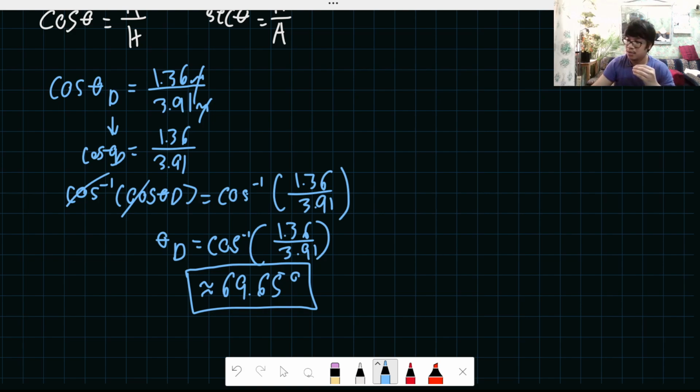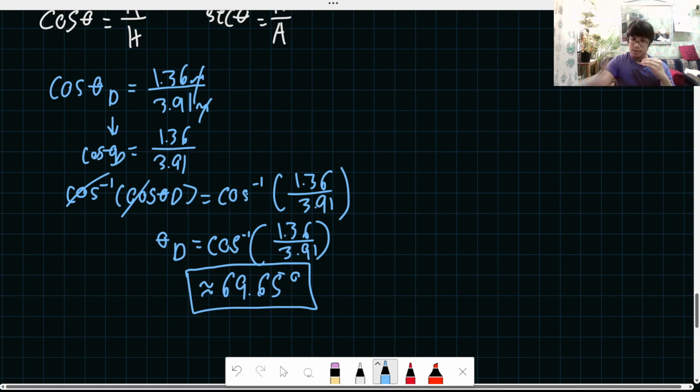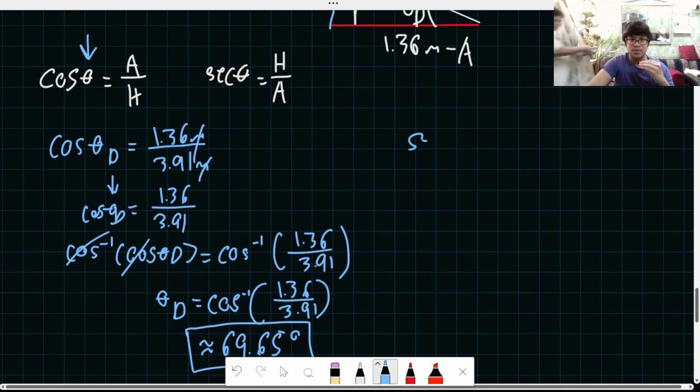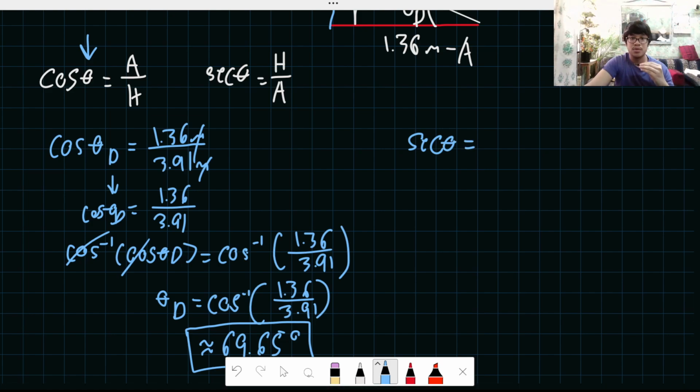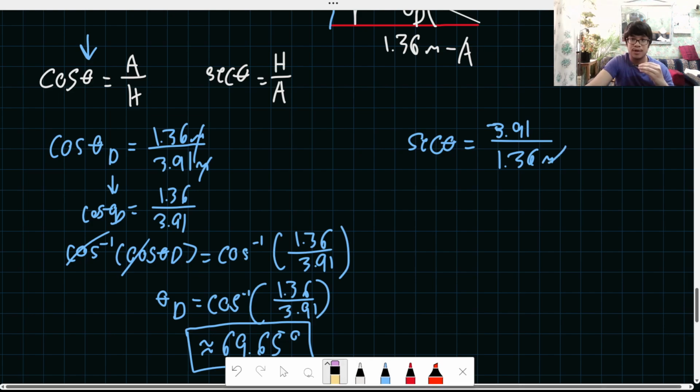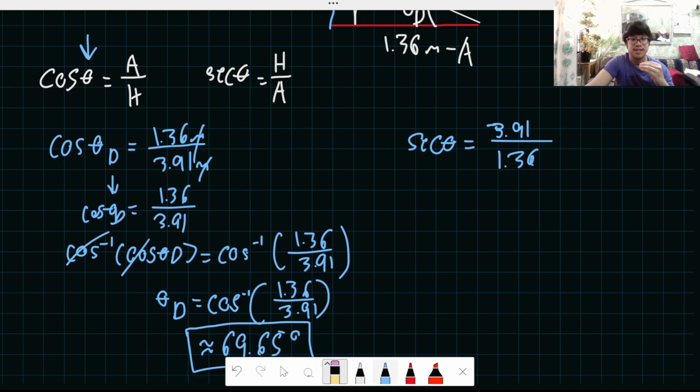Now, what if we use secant theta as our chosen trigonometric ratio? Yes, we can use that. But first, let me quickly substitute. Secant theta is equal to your hypotenuse, 3.91 meters, over your adjacent, 1.36 meters. The meters cancel out, so we just have 3.91 over 1.36.